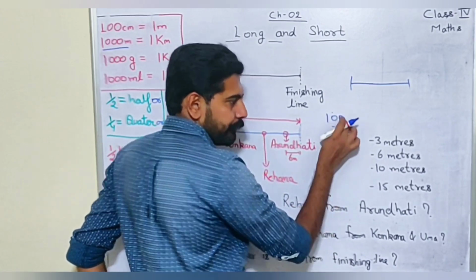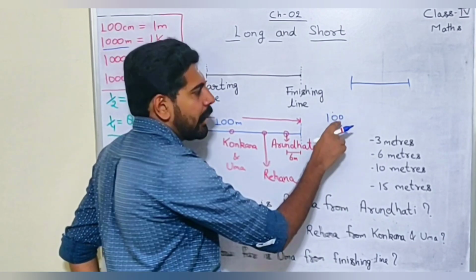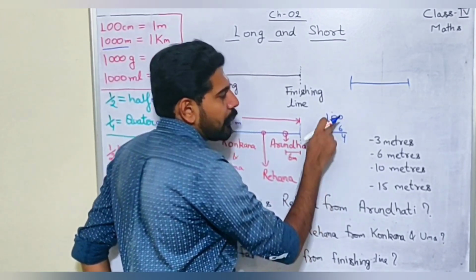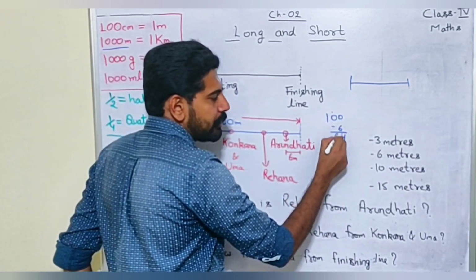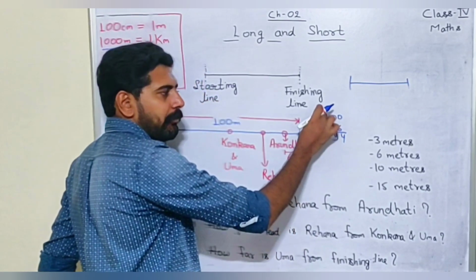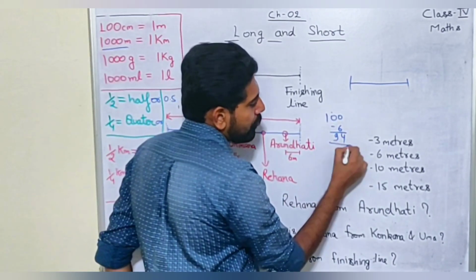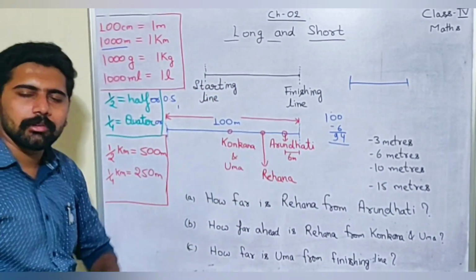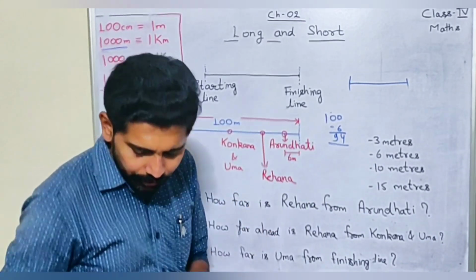We cannot subtract 6 from 0, so we have to carry 1 and make it 10. Okay, 10 minus 6 is 4. What will come here? 9. 9 minus 0 is 9. And we have taken 1 from here. That's why here 0 will remain. So 94 meters. How much distance has Arundhati run? 94 meters. Okay.